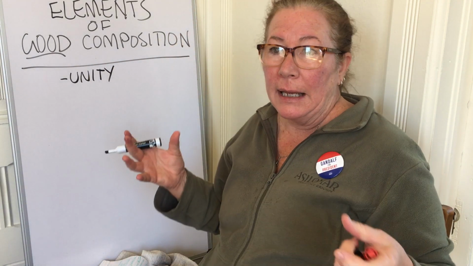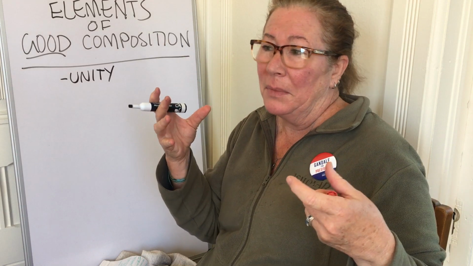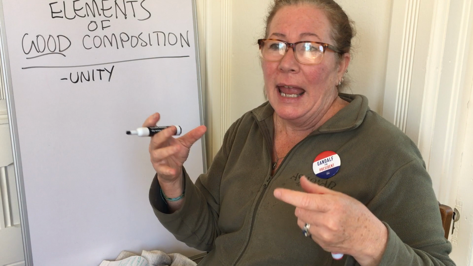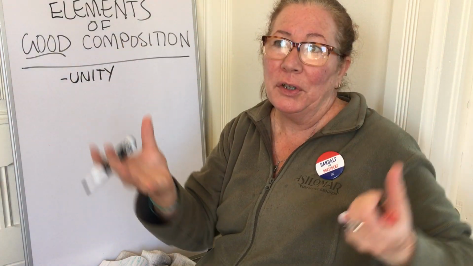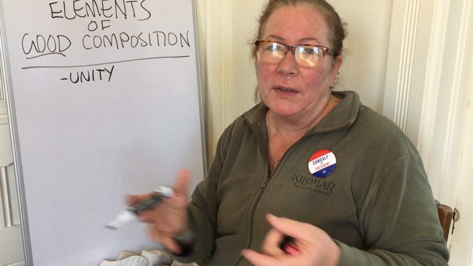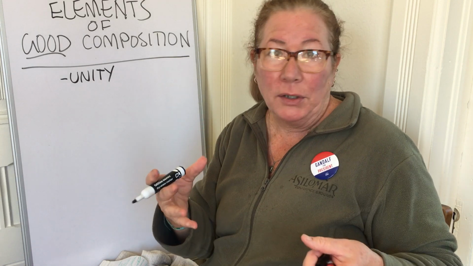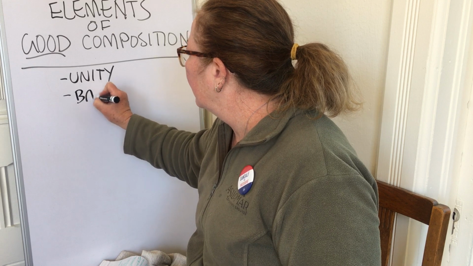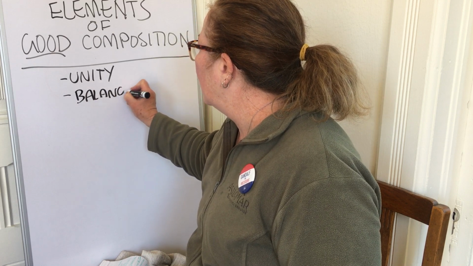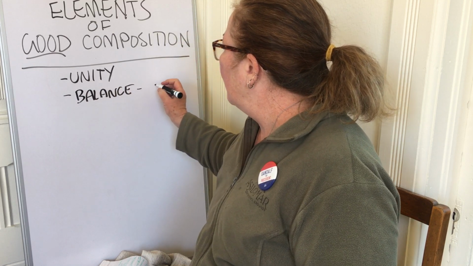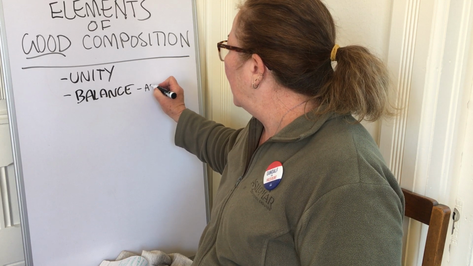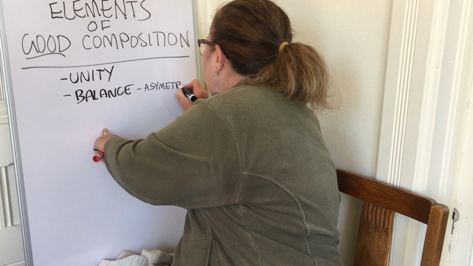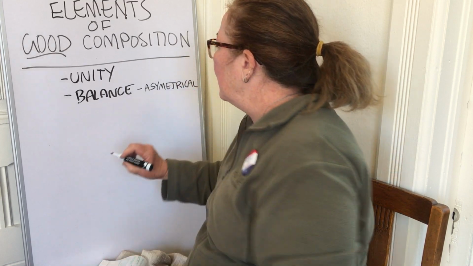Unity is the important thing because we're putting all these sometimes kind of disparate pieces together. And when we do that, we want them to feel unified. So it feels like your photograph is a unified whole that people want to look at. So unity is very important. Next is balance. Remember we talked about that we crave balance, but we normally want an asymmetrical balance that has more visual interest. All right, we'll talk a little bit more about that.